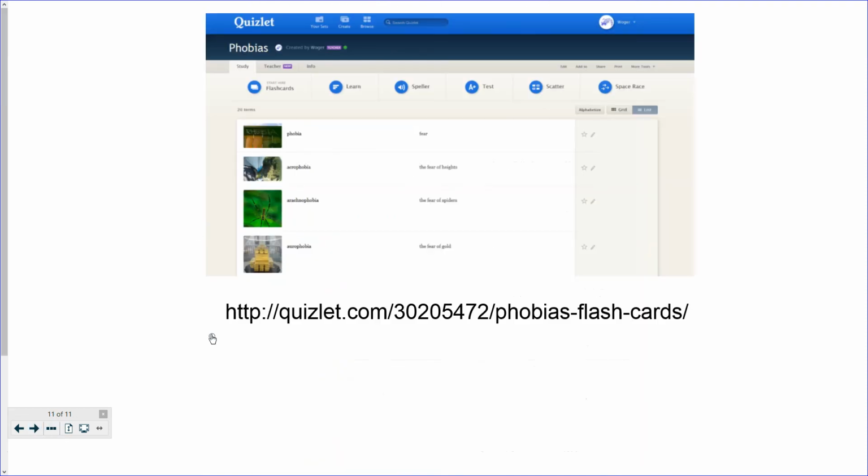There is a Quizlet too. When you go onto this, it's right in your Schoology. You'll see that each one of these is on there. So if you want to see fear of heights, a lot of people have fear of heights. Arachnophobia, a lot of people have fear of spiders.